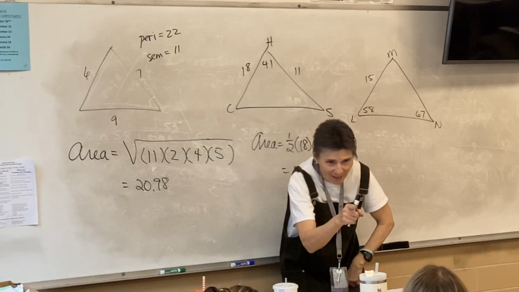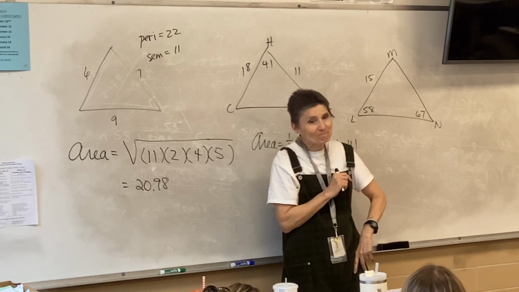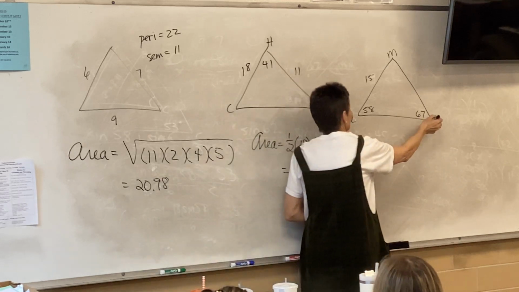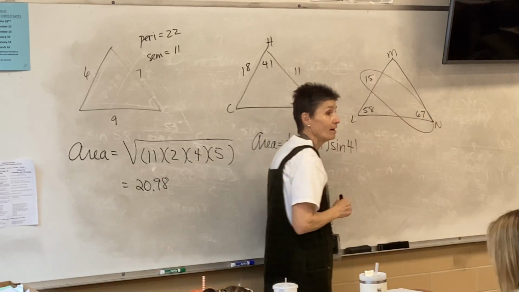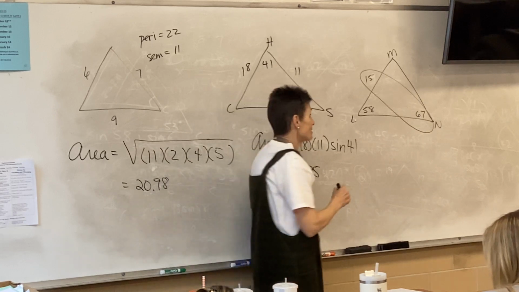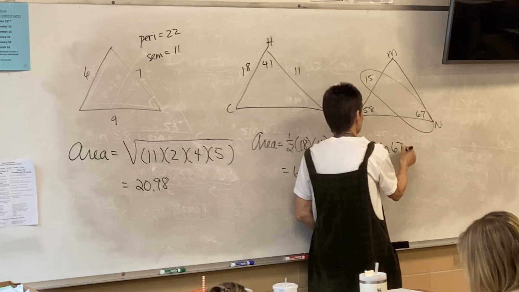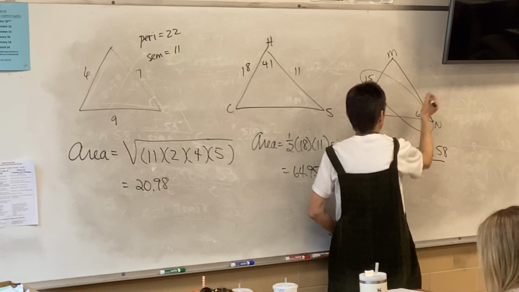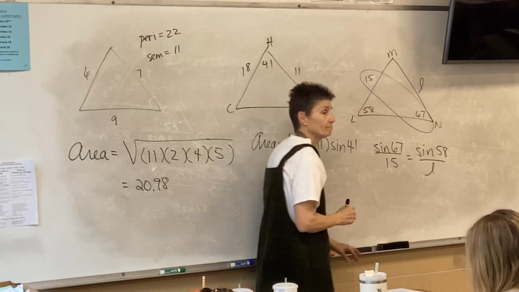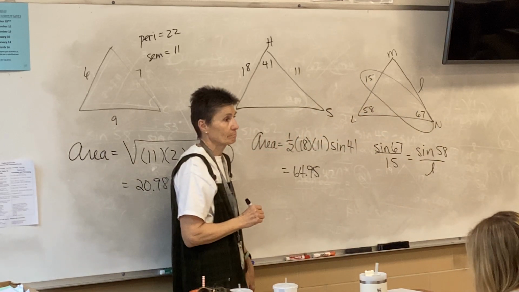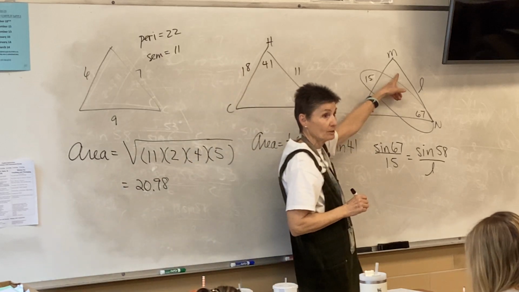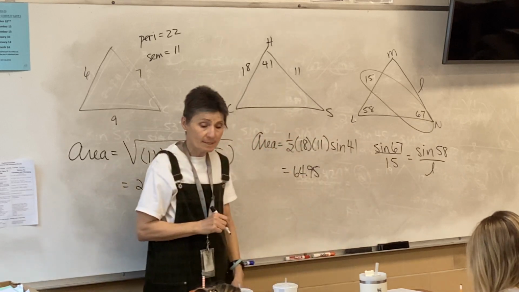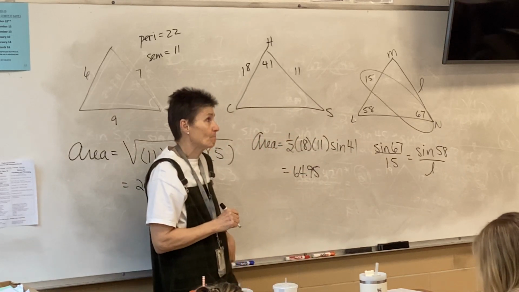So now, Ellie, we're gonna find a side. Don't I need 2? And how am I gonna find a side? Law of sines. So sine 67 over 15 equals sine 58 over L. Now, you could also find this angle and do sine that over this. It's up to you. All right, tell me what L is. Type it in, cross multiply, divide, figure it out. What's L?